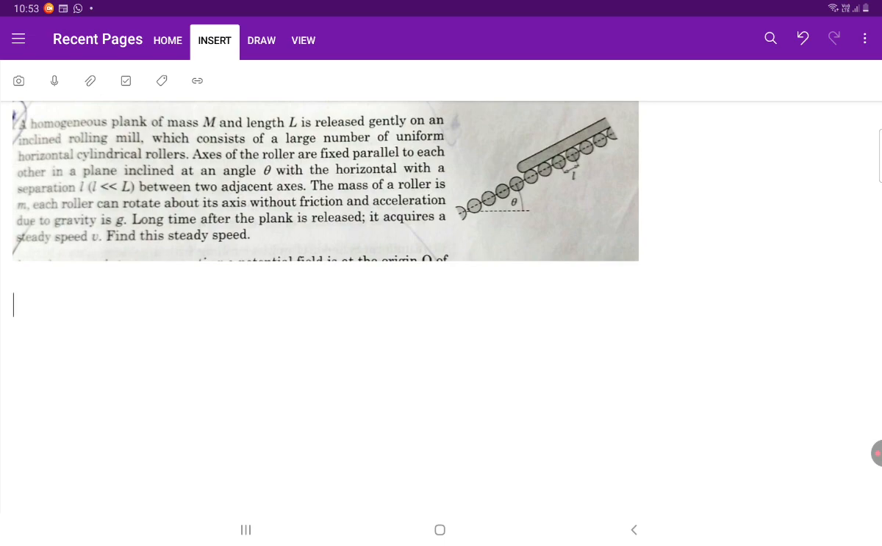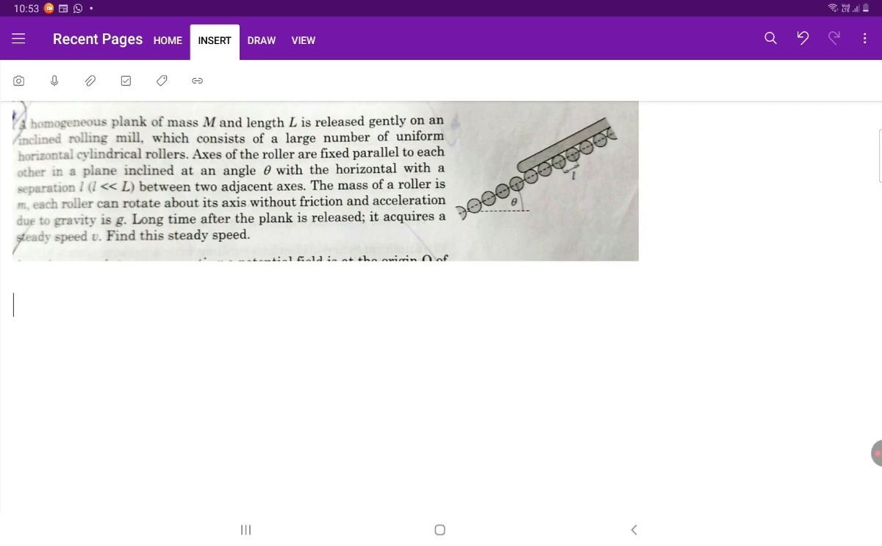The question says a homogeneous plank of mass capital M and length L is gently released on an inclined rolling mill, which consists of a large number of uniform horizontal cylindrical rollers. The axes of the rollers are fixed to each other in a plane inclined at an angle theta with respect to the horizontal, and the separation between each axis is given as capital L. The mass of each roller is small m, and each roller can rotate about its axis without friction, and acceleration due to gravity is g.